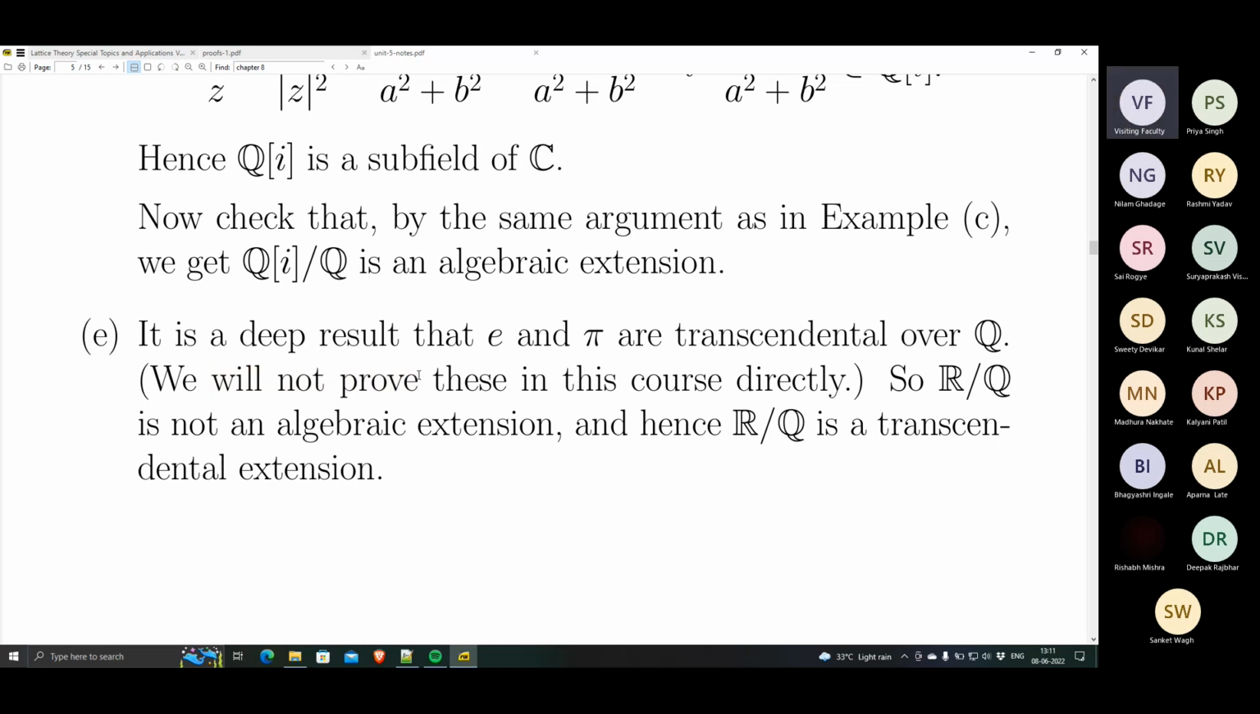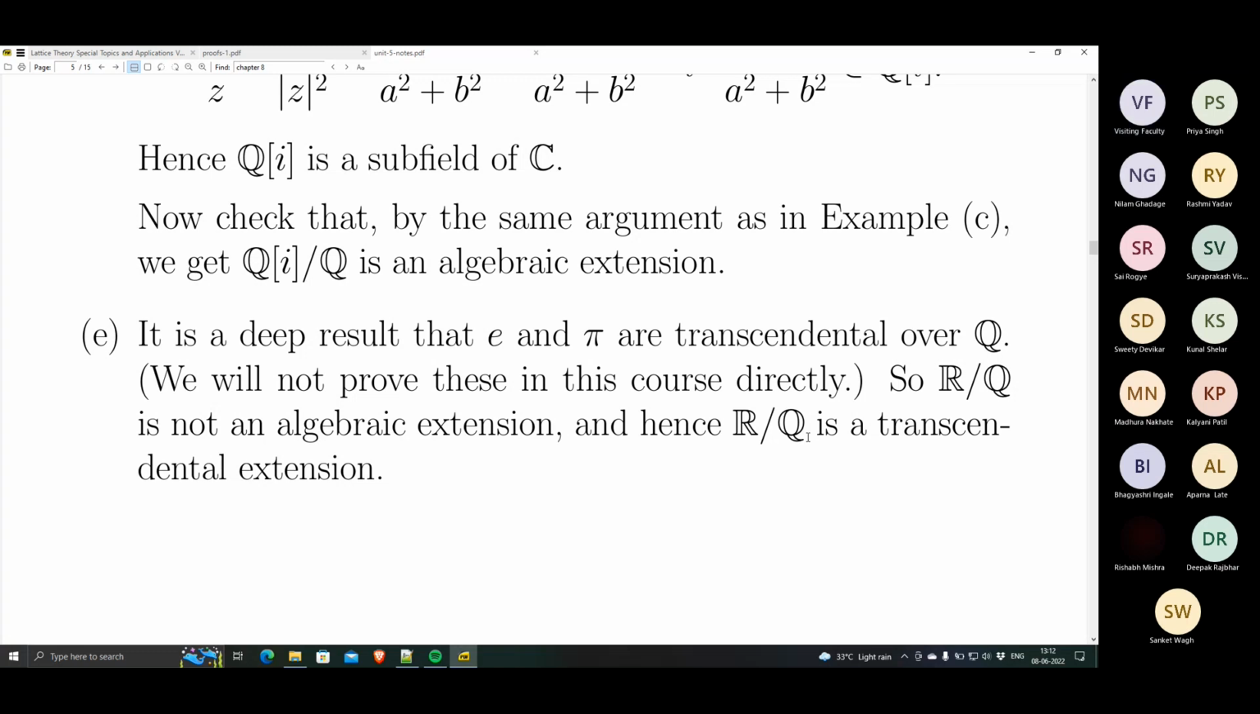But we will instead take a strong, difficult theorem without proof. We'll assume it without proof, and then quickly we can show that e and pi are transcendental as corollaries. So in particular, e and pi are transcendental. So there are elements in R which are not algebraic over Q, that is, elements in R which are transcendental over Q. Therefore, R over Q is not an algebraic extension. It is a transcendental extension.